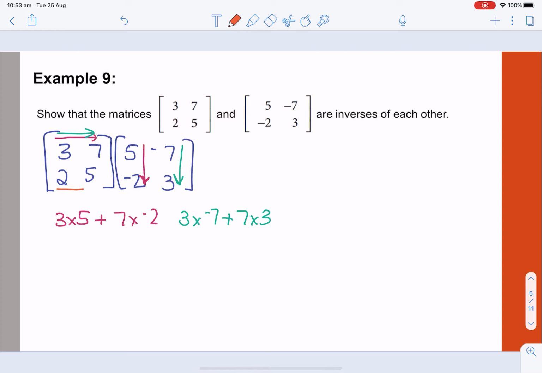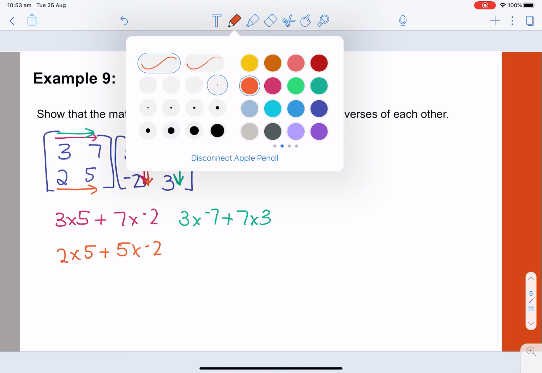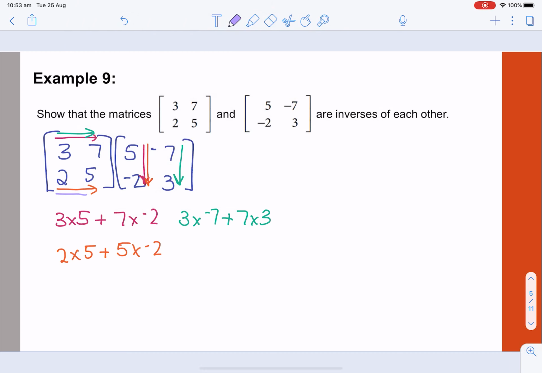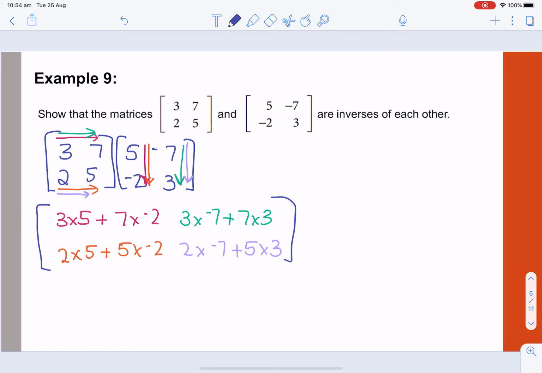We'll go to orange. Now we move to the bottom row. So we go in that bottom row and back to that first column. So we've got 2 by 5 plus 5 by negative 2 and purple. Bottom row, second column. So we have 2 by negative 7 plus 5 by 3. All right, so I'm going to solve each of those.